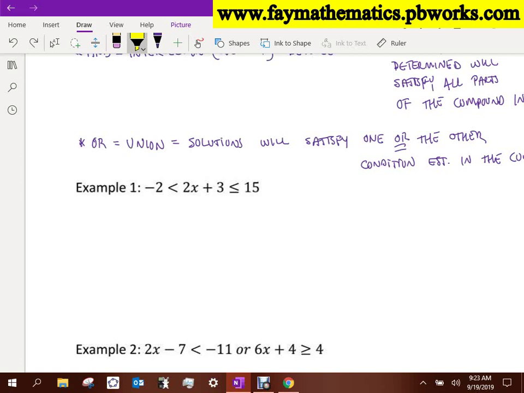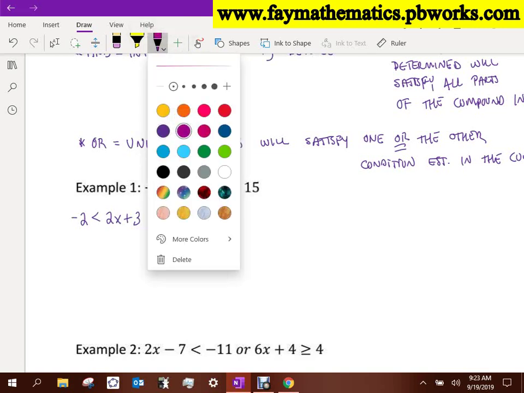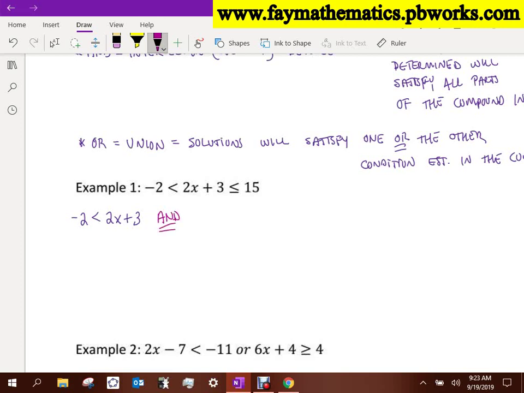This is saying that 2x plus 3 is greater than -2. Would you agree with that? And then I have, and, the idea that 2x plus 3 is less than or equal to 15, isn't it? That makes sense? A lot of times we like to read that as -2 is less than 2x plus 3 is less than 15. But if we read it from the middle outward, we say 2x plus 3 is greater than -2 and 2x plus 3 is less than or equal to 15. Anything between -2 and 15 is going to satisfy that and idea.